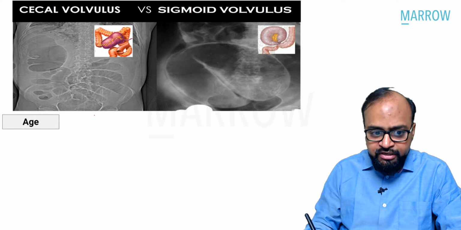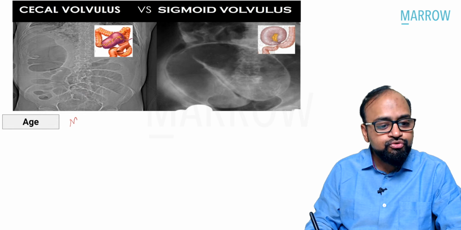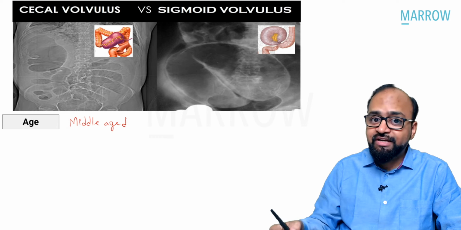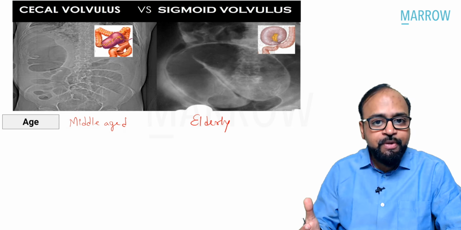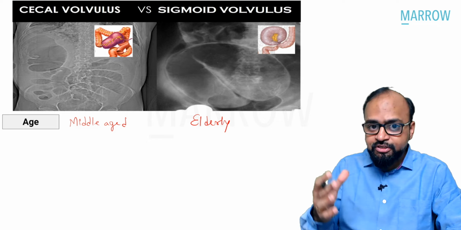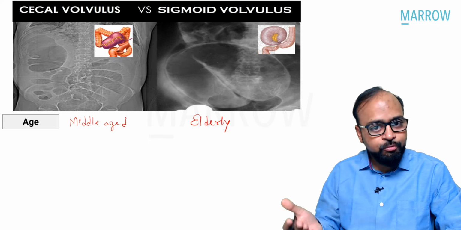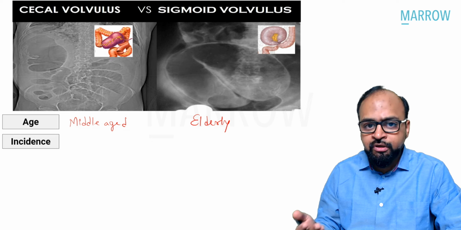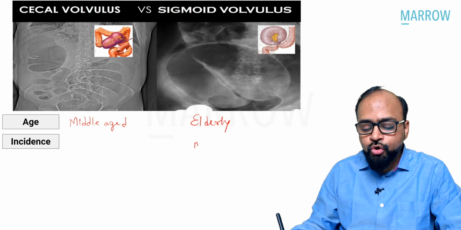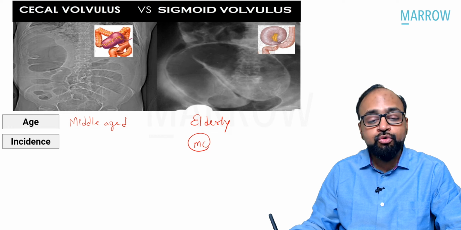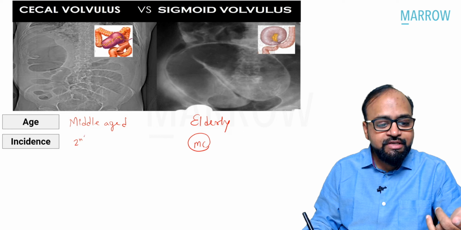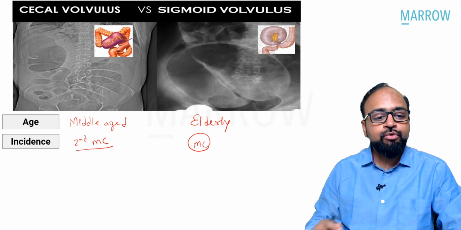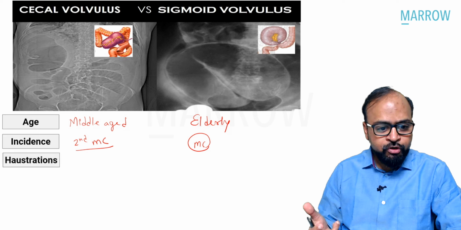Age, is there a difference? Yes. Cecal volvulus is usually seen in middle-aged patients, whereas sigmoid volvulus is usually seen in the elderly. Remember, as part of the history clincher, we discussed an elderly patient, known case of psychiatric illness, with pain in abdomen, distension, and absolute constipation. Incidence? The most common part of the bowel to get twisted is the sigmoid, right? The second most common is the cecum.